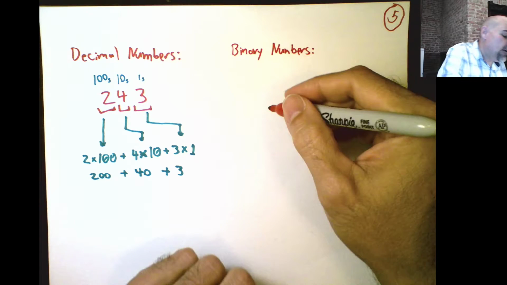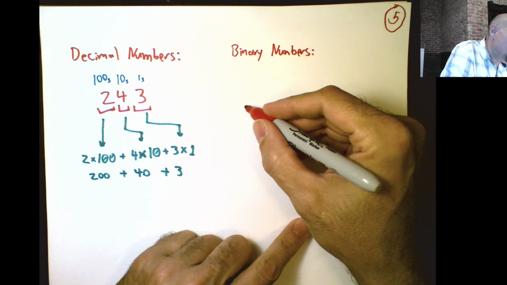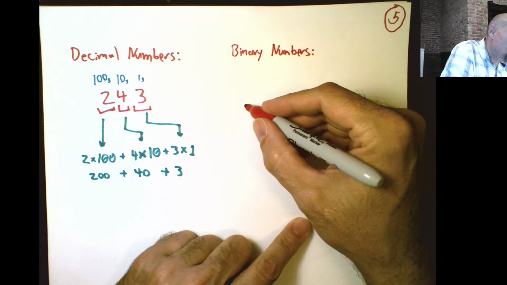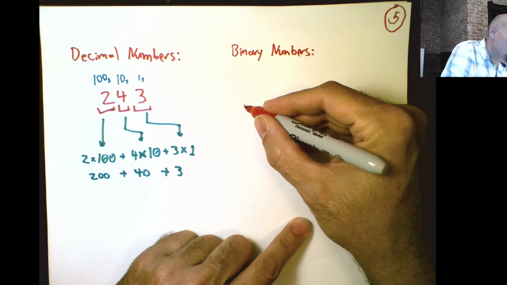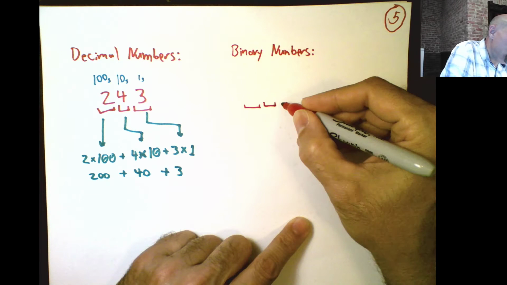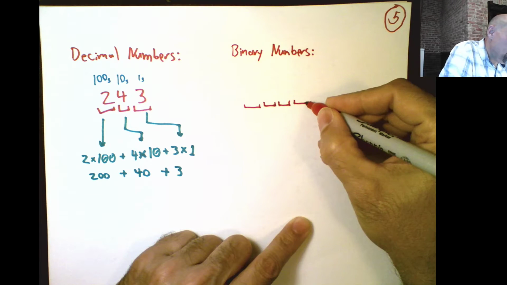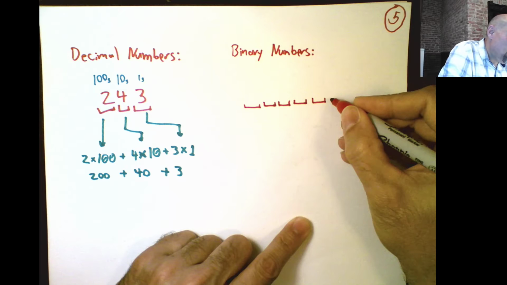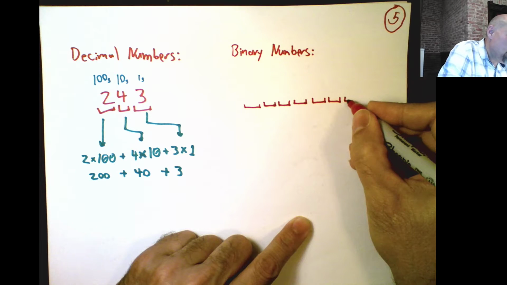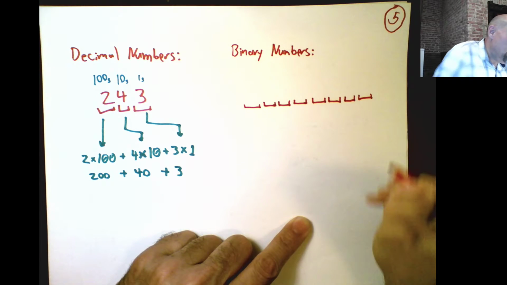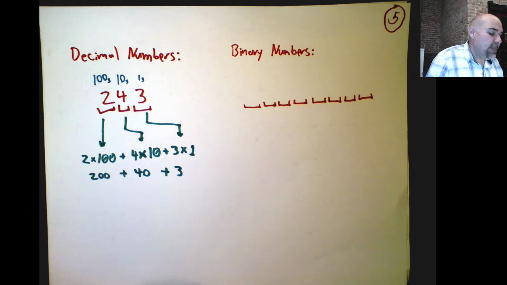So let's go and write out our 8 bits here. So here's 8 bits. I'll write out an 8-bit binary number here. So there's 1, 2, 3, 4, 5, 6, 7, 8. So there's 8 positions. And let's just stick a number in there.